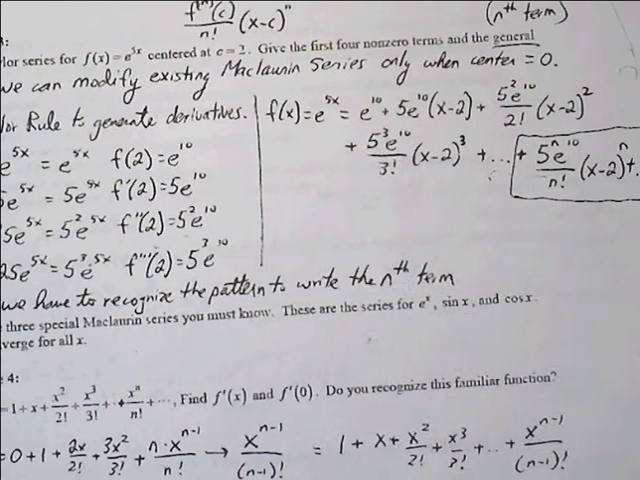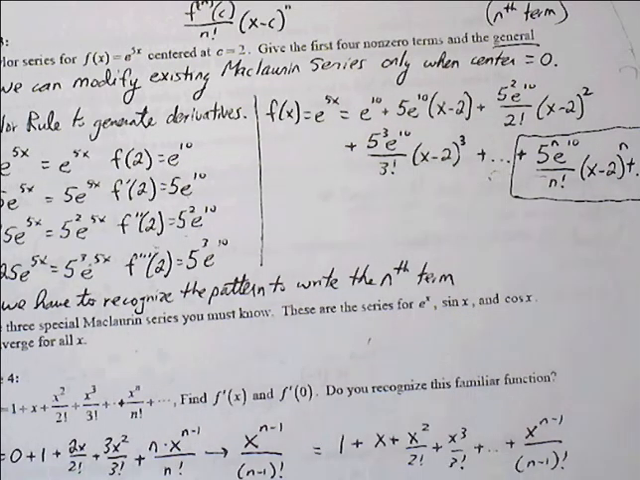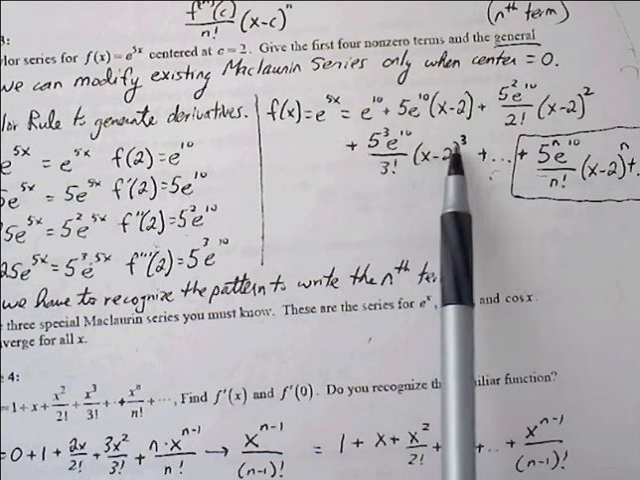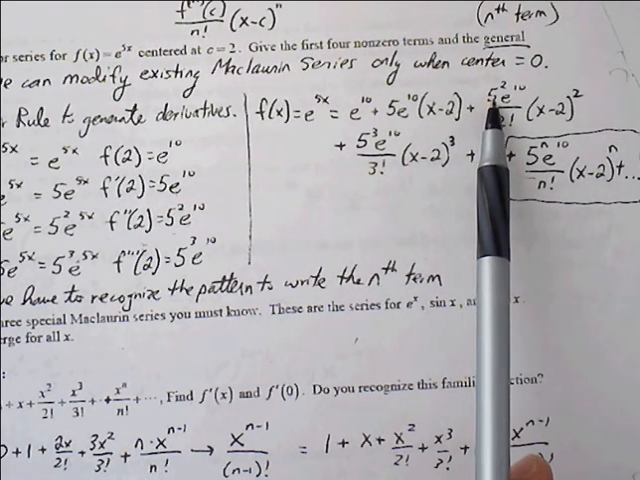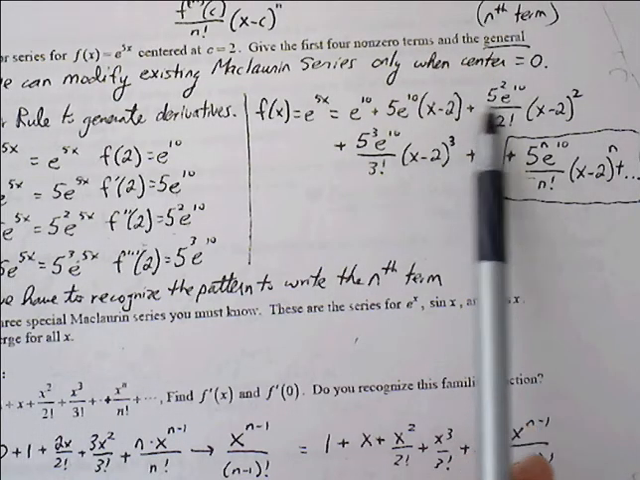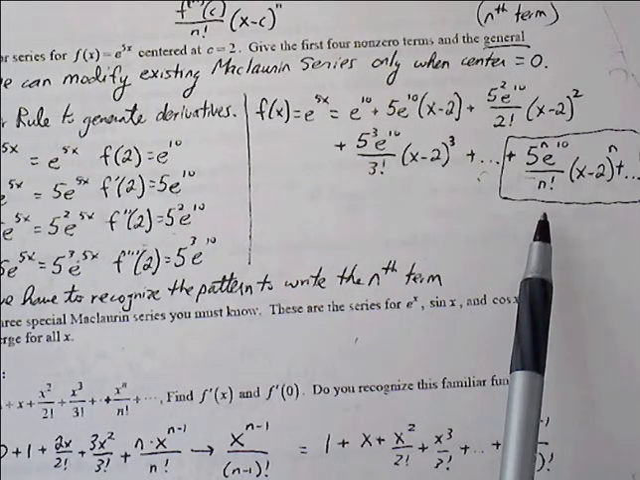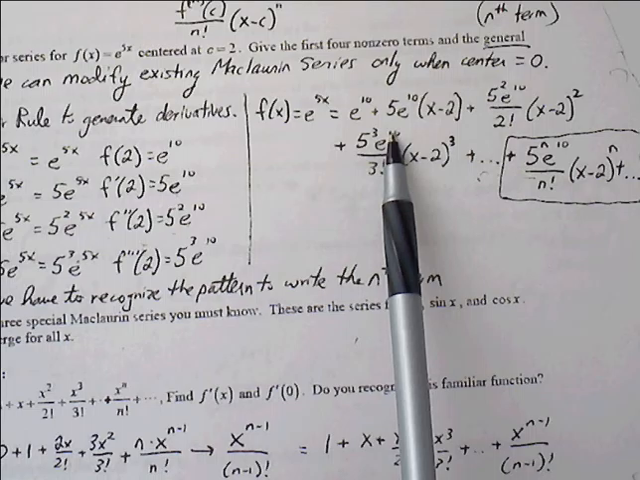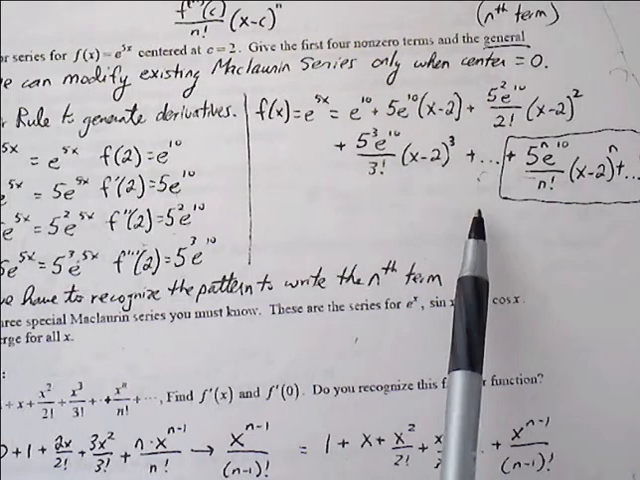So the first four non-zero terms, we have the first term here, plus, remember the first two terms is simply just writing tangent line equations. So our derivative is 5e to the 10 times x minus 2. And now we can follow the pattern, which is the second derivative evaluated at 2, which is 5 squared e to the 10, over 2 factorial times x minus the center to the second power. And then the third derivative evaluated at 2, which is 125 e to the 10 over 3 factorial times x minus the center raised to the third power.